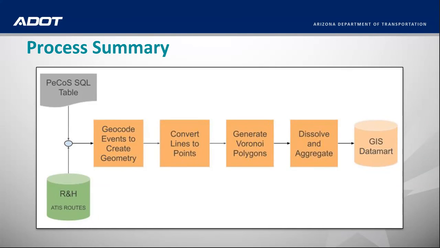This flowchart summarizes the FME polygonization process. There are two data inputs for this process, the route data set from the Roads and Highways database and the non-spatial maintenance event table from the PeCos database. We first geocode the non-spatial maintenance event table to obtain event geometry. Once we have linear geometry, we split the lines into points because the Voronoi diagrammer requires point input. Then finally, the Voronoi diagrammer generates polygons around the points.